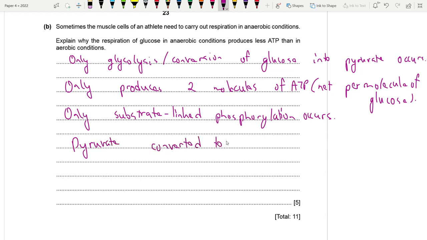converted to lactate, and remember, lactate is still energy rich. That means all the energy from glucose has not been broken down yet. That's why we get less ATP. Some of it is still stored as chemical energy within lactate. Why is that though? Because oxygen is not available, right?